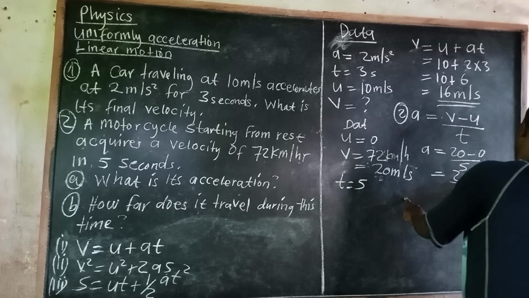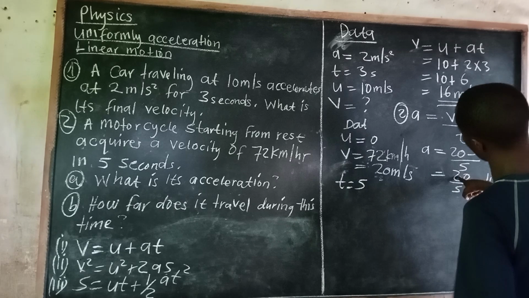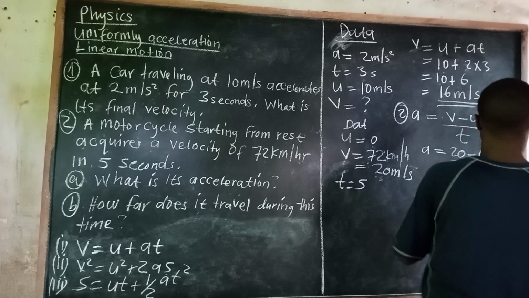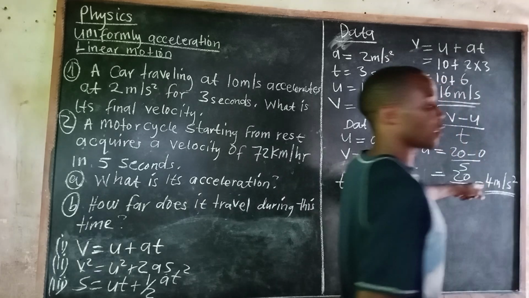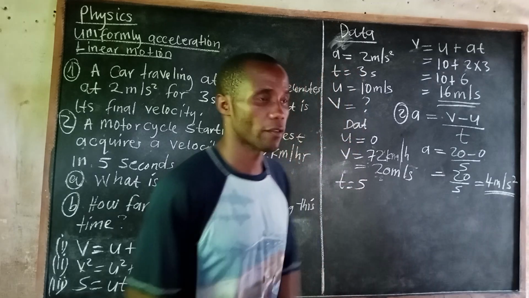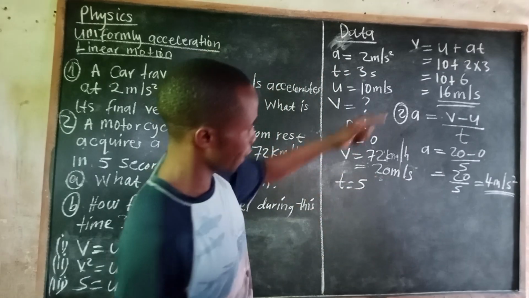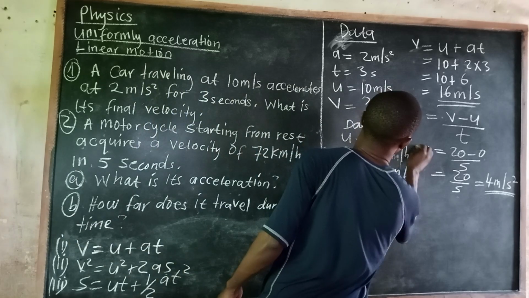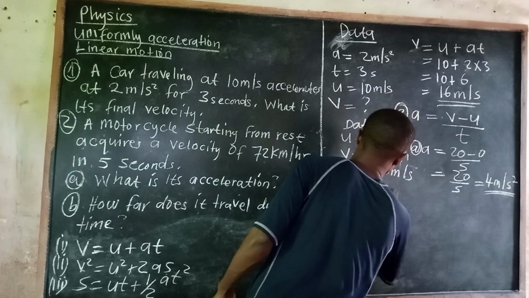What will be the final answer? 4, because 20 divided by 5 is 4 meters per second squared. Remember, this is acceleration, so acceleration is in meters per second squared. You are done for A. Then we come to B.